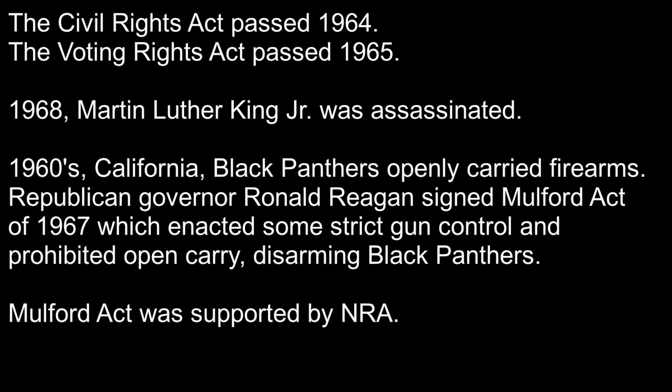The Civil Rights Act was passed in 1964. The Voting Rights Act was passed in 1965. And just 3 years later, Martin Luther King Jr. was assassinated in 1968. In California, Black Panthers are openly carrying firearms in the 1960s.